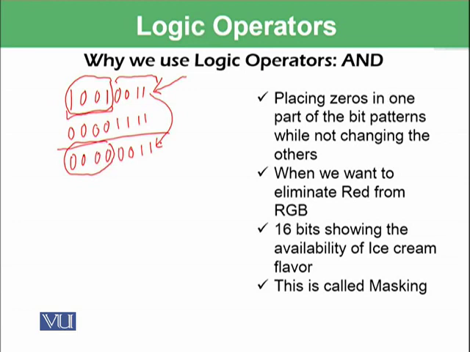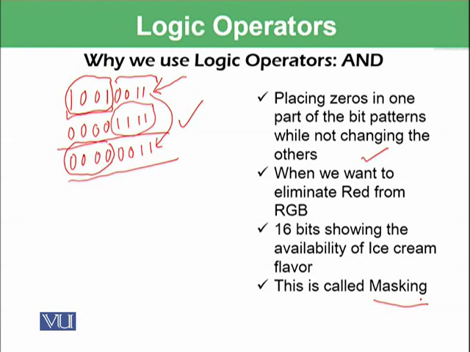We need such a situation when, for example, we want to eliminate red from RGB. In RGB we have 3 bytes: 1 byte is reserved for the red color, 1 for the green color, and another for the blue color. If we want to eliminate the red, we can perform the technique we have done here, by putting all zeros in the red column and 1s in all the next columns. Such a technique is basically called masking.